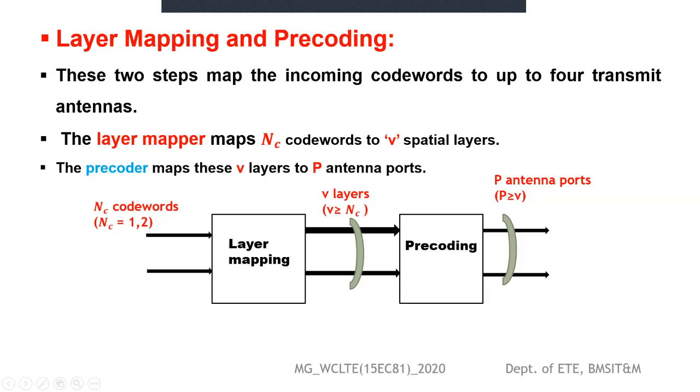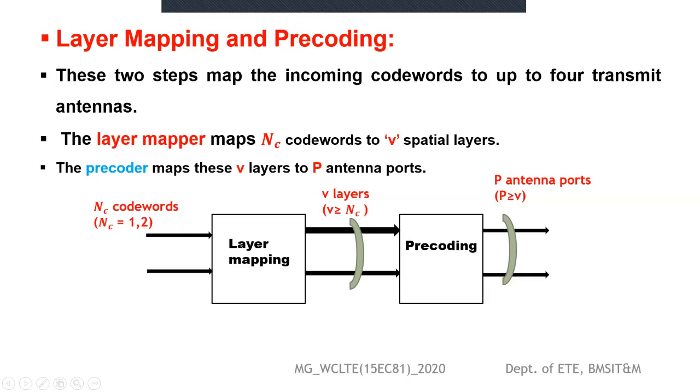The layer mapper maps the code words to the V spatial layers. How are N_C and V related? As I said, the maximum value of N_C, the number of code words, is only 2. The number of V layers can vary, it may be 1, 2, 3, and so on. The output of the layer mapping is applied to the precoder. The precoder maps the V layers to P antenna ports.